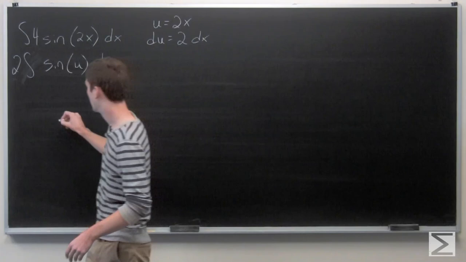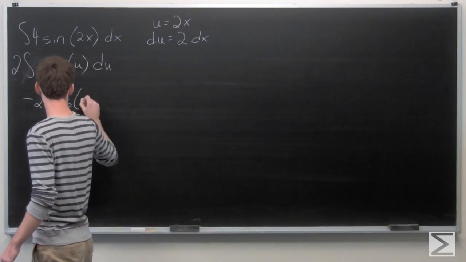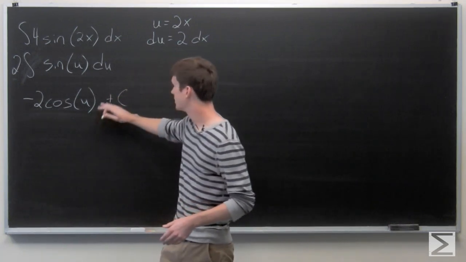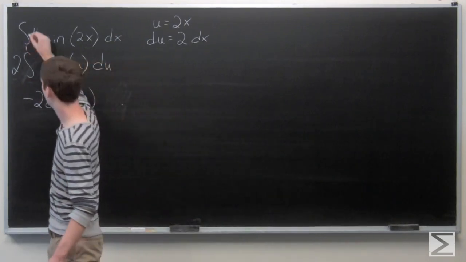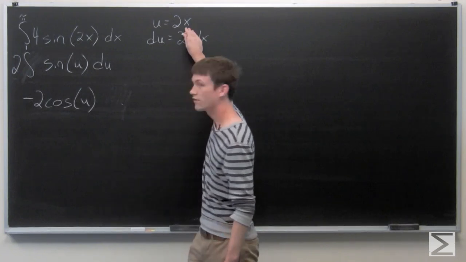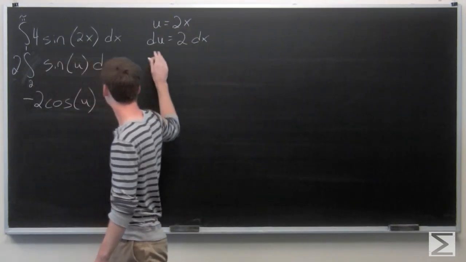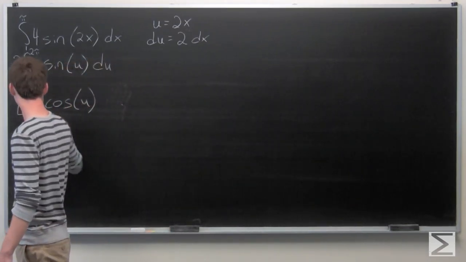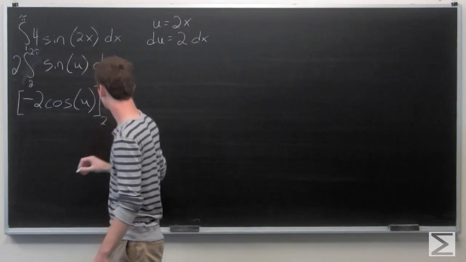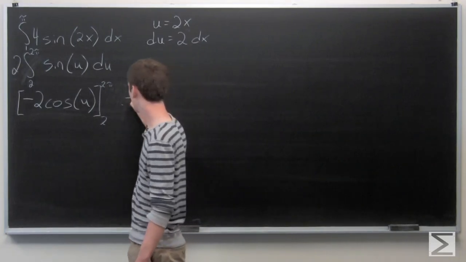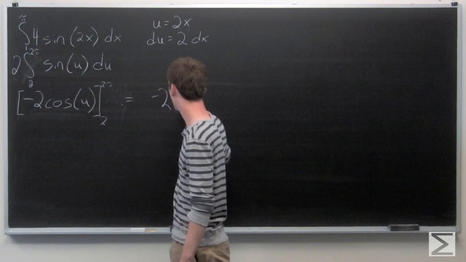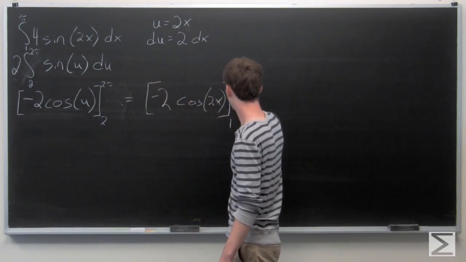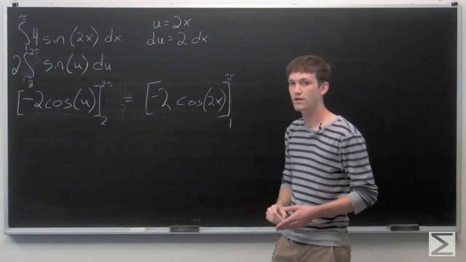We know the integral of sine of u is negative cosine. So we have negative 2 times cosine of u plus c, but since we're evaluating it from 1 to pi, plug in 1 for x, we get u is 2, and for pi for x, we get 2 pi. So we're evaluating it from 2 to 2 pi. Or we can substitute back in for the u. So u is 2x, so we have negative 2 cosine 2x evaluated from 1 to pi. And that's the same as what we found earlier.